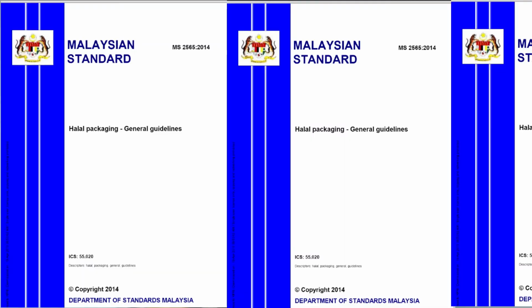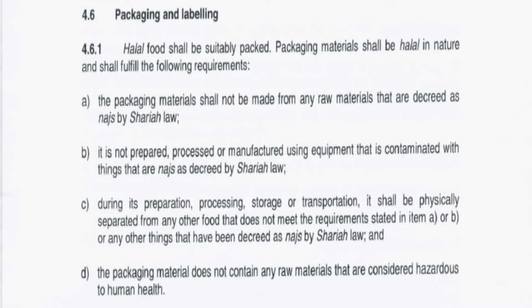Just like all the processes in the halal supply chain, it is subject to strict standards set by the authority responsible for standardization. So, packaging, labeling, and containers of halal food in Malaysia must follow certain requirements as stated in the Malaysian standard. For example, for packaging materials, the first is that packaging materials are not made from najis by Sharia law. The second is that they are not prepared, manufactured, or processed using equipment contaminated with najis. The third is that they must be separated from other food that does not meet the Sharia requirement. And lastly, packaging materials do not contain any raw materials considered hazardous to humans.